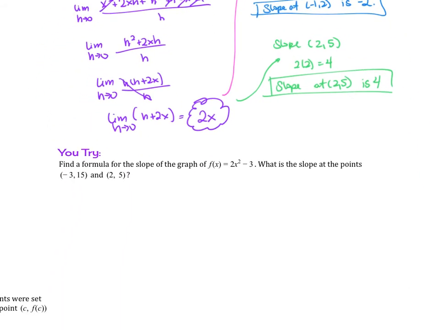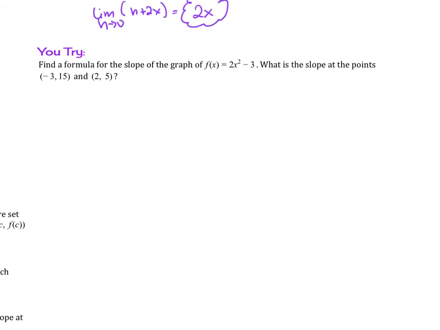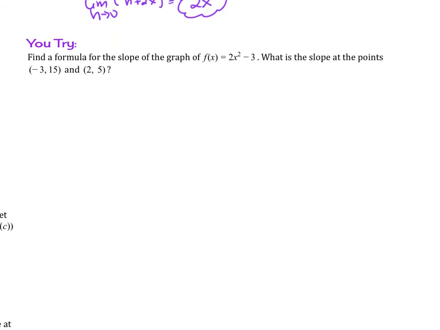So next, you try this example. Find a formula for the slope of the graph of f of x equals 2x squared minus 3. And then what is the slope at the points -3, 15 and 2, 5?